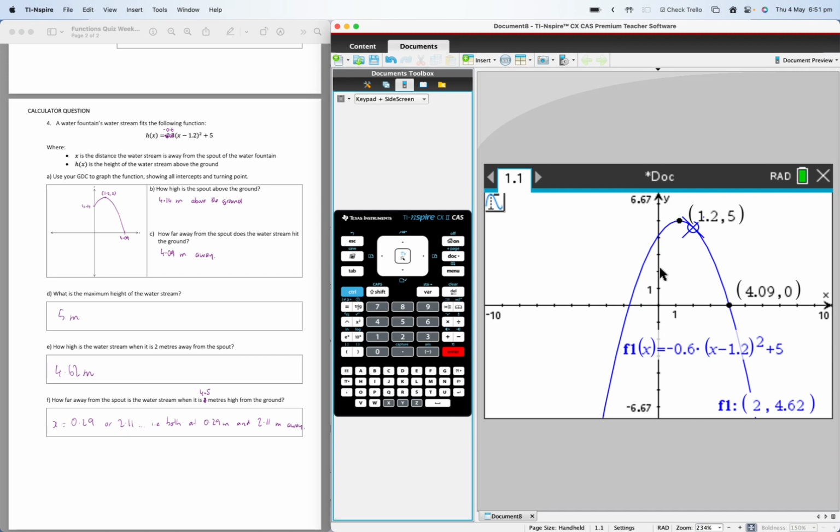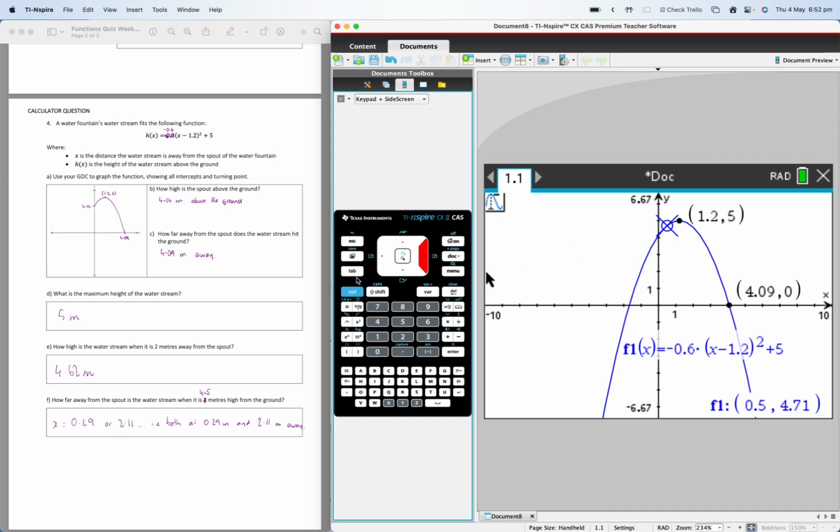And the last one is: how far away from the spout is the water stream when it is 4.5 meters high from the ground? Now again, you could technically use the trace to try and work out where 4.5 is, but it's likely to go over. You can adjust the trace so that it goes through the points quite clearly at 4.5, but I've got a better way of doing it.